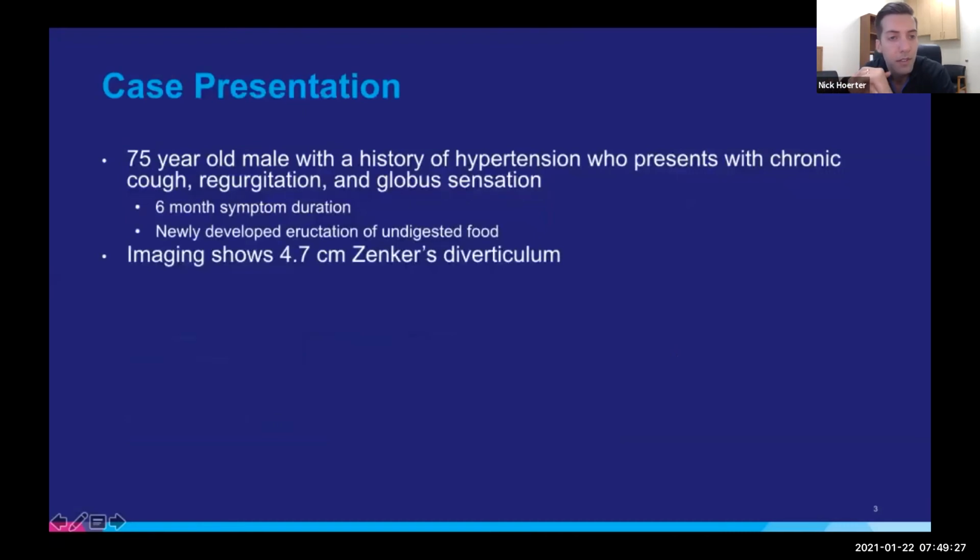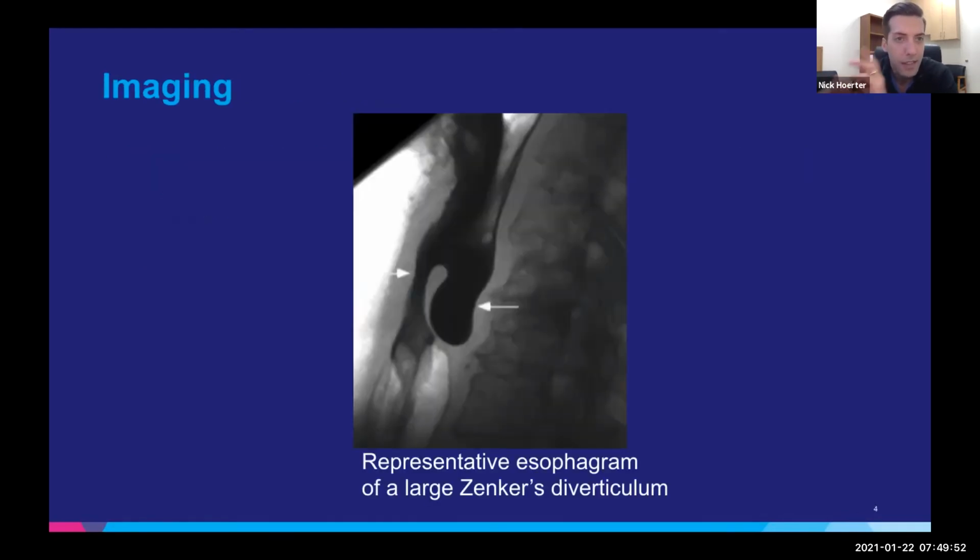So the patient was 75, history of hypertension. He has had a chronic cough for a long time, which he just kind of wrote off. But then in the last 6 months started developing more regurgitation of undigested food, globus sensation. And so he sought more of a workup, and he was found to have a pretty sizable Zenker's, 4.7 centimeters. This is not his Zenker's because it was done at an outside facility, but this is a representative esophagram showing a large Zenker's.